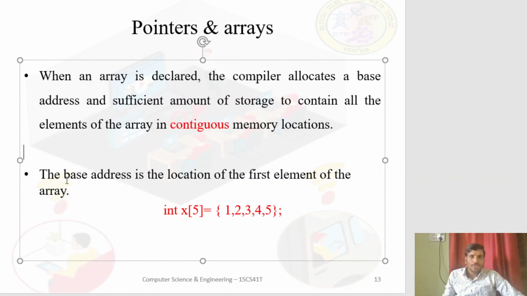So the 0th memory location will be the base address. Base address is the location of the first element of the array.